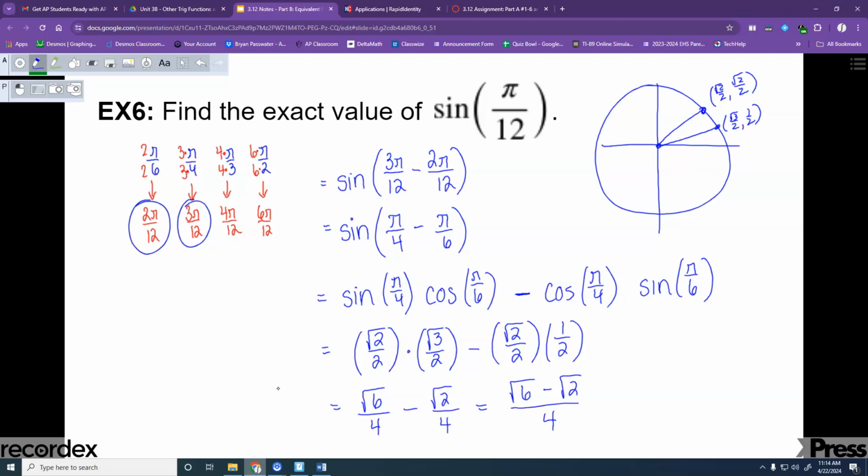You cannot subtract things underneath the square root. So square root of 6 minus square root of 2 does not equal the square root of 4. So we can't do that. We would just leave it like this. So if you lived in the Dark Ages and you needed to know the exact value of sine of pi over 12, you could do this and figure it out.